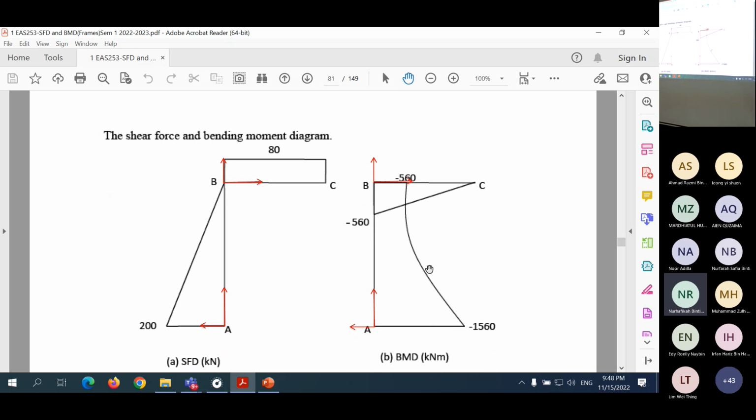So if you combine, yeah, don't forget, after you finish part by part, you have to draw the final shear force diagram and bending moment diagram. Shear force diagram, bending moment diagram, and this is the shear force diagram and bending moment diagram for this frame example.